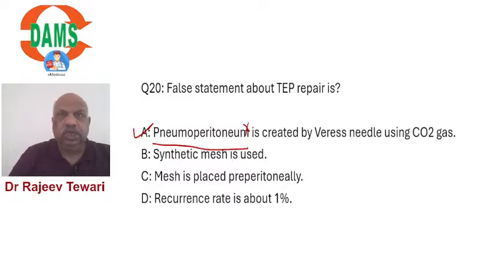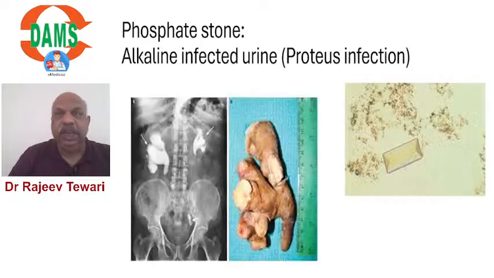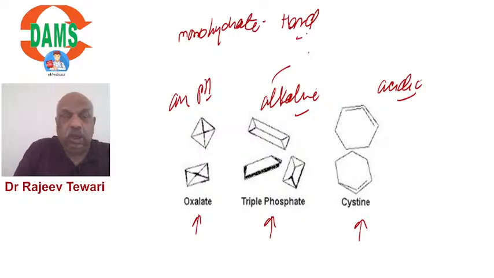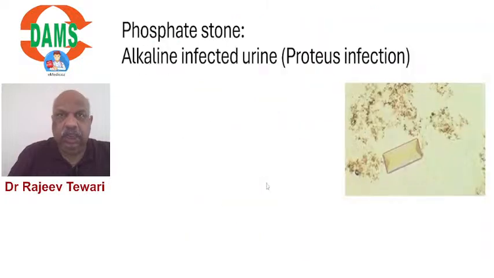So, one question is, what's the difference between monohydrate and dihydrate? See, calcium monohydrate is very rare and very hard, not broken by ESWL, and they are bipyramidal or dumbbell shaped. Dihydrate is the main type and they are envelope shaped.